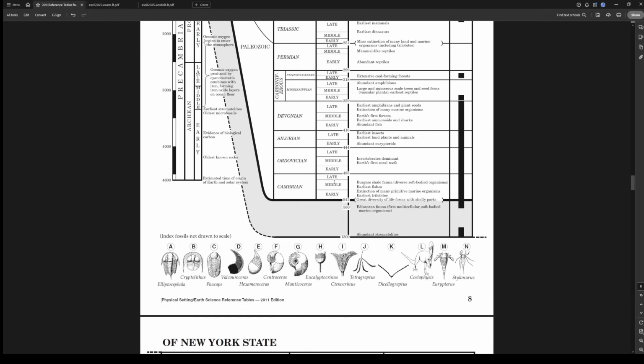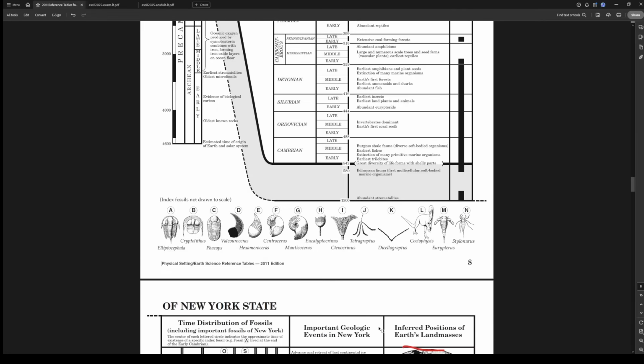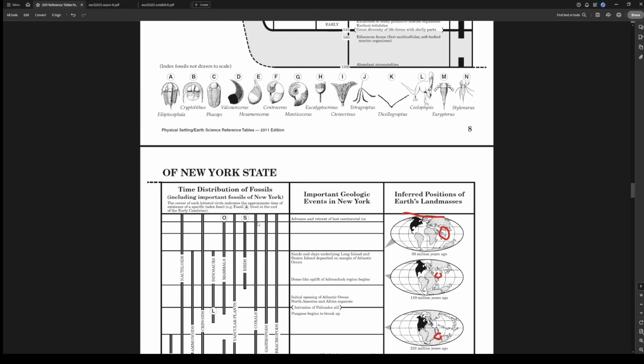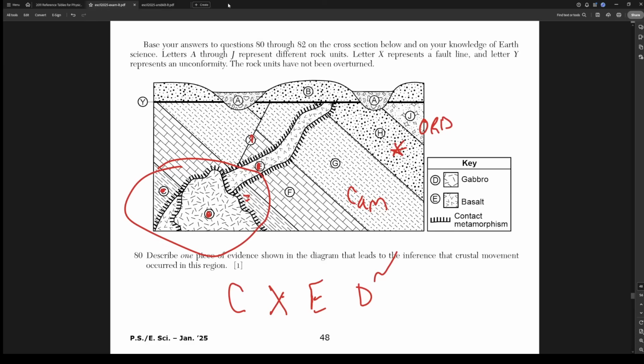Okay, so let's go look. It's going to be the dark line and one line above it. So it's going to be J. It's the only one in the area in between. So J, so it's probably going to be this guy. Tetragraptus. That's who I would pick.